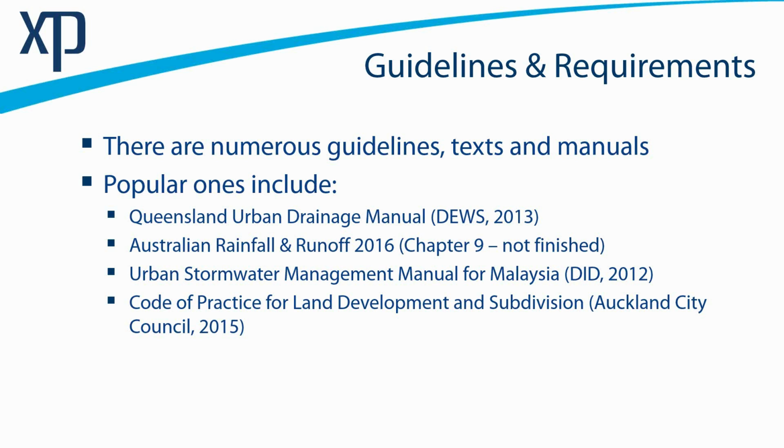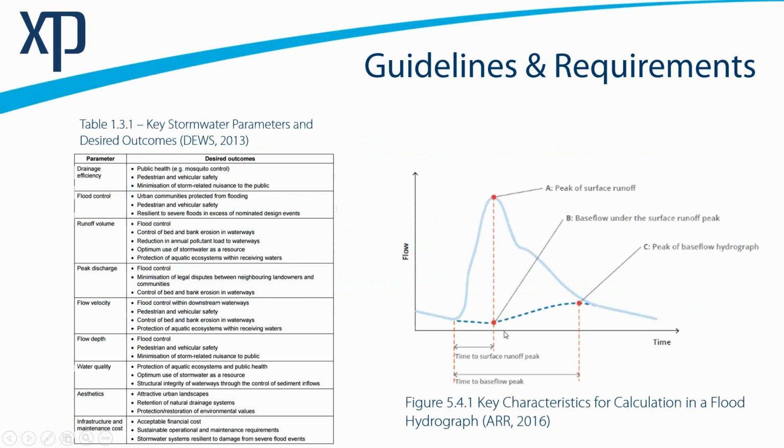Getting further abroad, another really good document that probably the Australians in the audience might not be aware of would be the Urban Stormwater Management Manual for Malaysia by the Department of Irrigation and Drainage. And it at times actually does refer to the Queensland Urban Drainage Manual, but it in itself is a very good document. And for our brethren across the Tasman in New Zealand, the Auckland City Council Code of Practice for Land Development and Subdivisions is another very, very good reference document. It talks about urban environments.